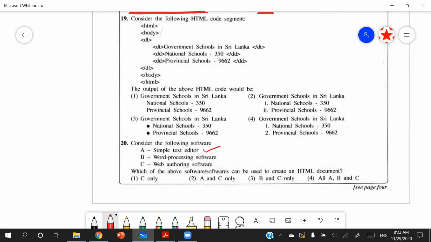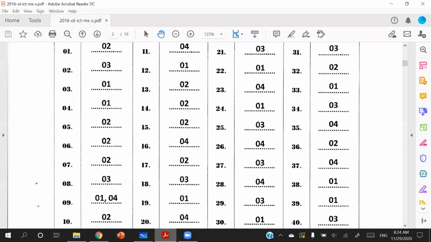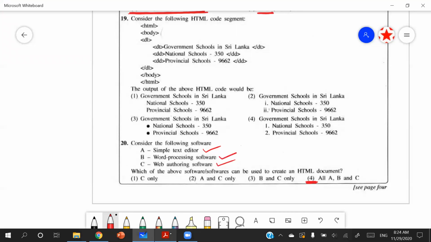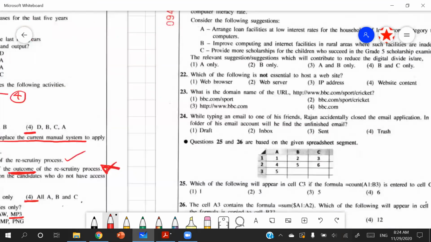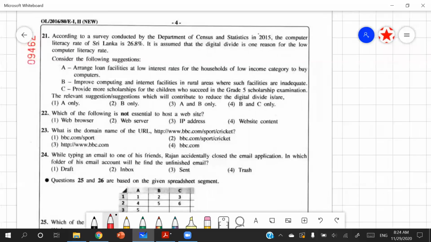A simple text editor like Notepad can be used to create an HTML document. Word processing software can be used, and we have to save it with the .html extension. Web authoring software, definitely, is going to give you the ability to create an HTML document. So everything is correct. The fourth one should be the answer for the 20th. Yes, 20th, it is the fourth one. 21. Yes, 21. What does it say.